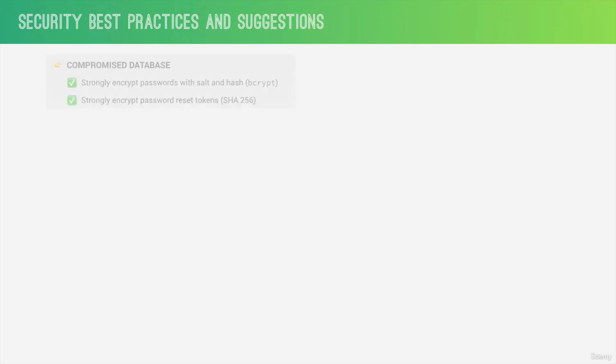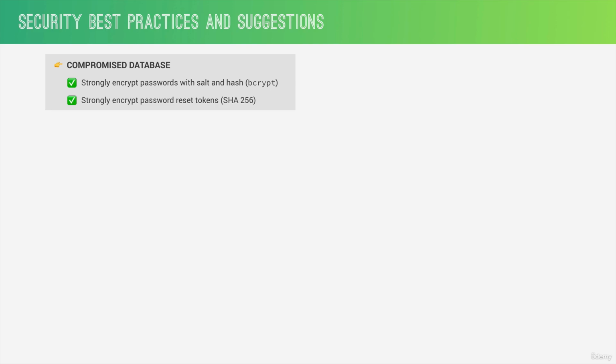And first up, we have the event of a compromised database, meaning that an attacker gained access to our database. Of course, this is an extremely severe problem, but to prevent even bigger problems, we must always encrypt passwords and password reset tokens, just like we did in the videos in this section. This way, the attacker can't at least steal our users' passwords and also can't reset them.